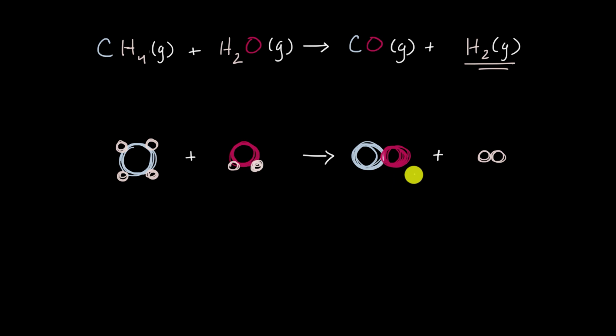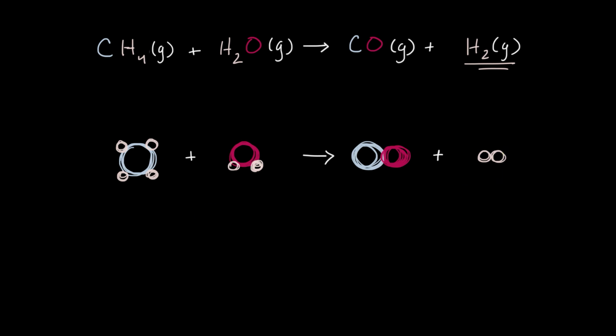Now, what about the hydrogens? Well, on the left side of our reaction right over here, we have 4 hydrogens plus another 2, or 6 hydrogens. You can also count them here: 1, 2, 3, 4, 5, 6 hydrogens. Well, on the right-hand side, we only have 2 hydrogens, and they're in one hydrogen molecule. So what happened to the other 4 hydrogens? They can't just disappear. We have to have conservation of mass. So we need to have another 4 hydrogens on the right-hand side of this equation.